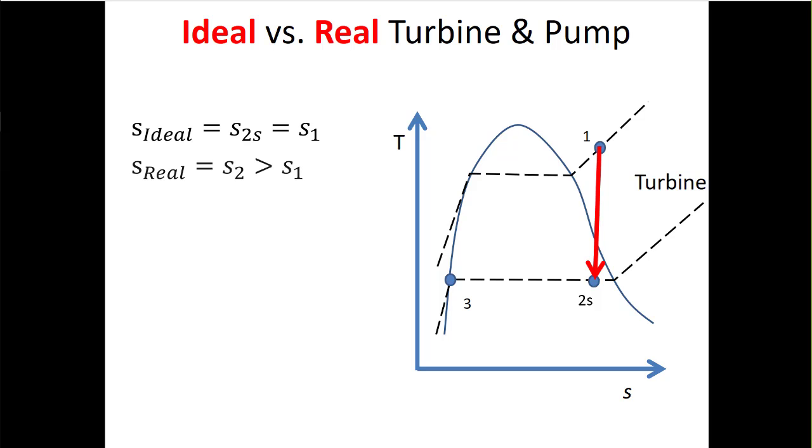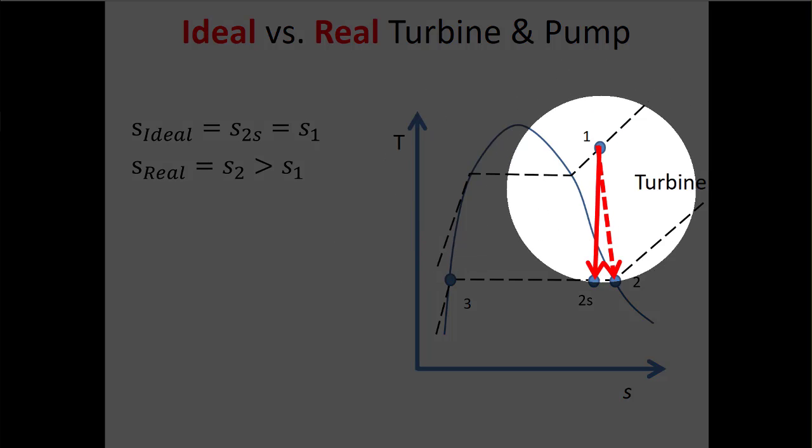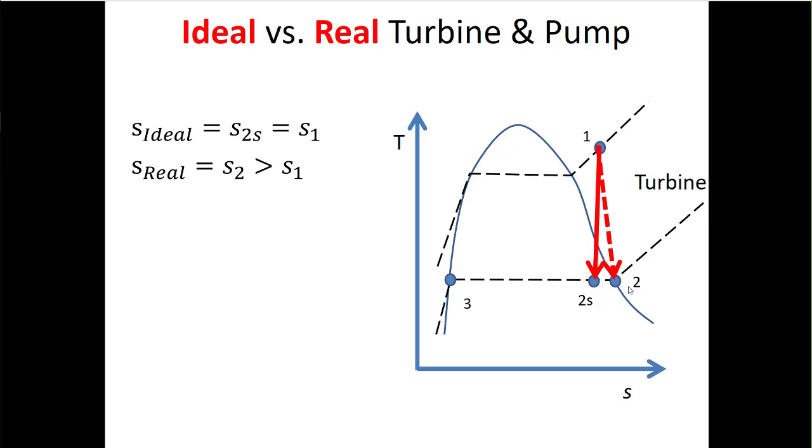But the real turbine, if we draw it on this TS diagram, this is why we like these TS diagrams, because these lines are going to go down and to the right. The pump is similar, where the ideal pump goes vertically upwards, and then the real pump goes up and to the right, because in both of these processes, because they're real, the specific entropy increases.